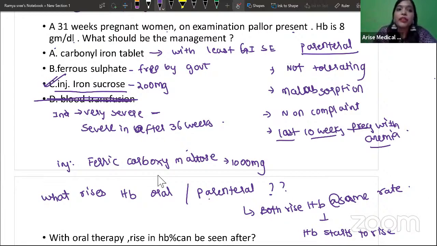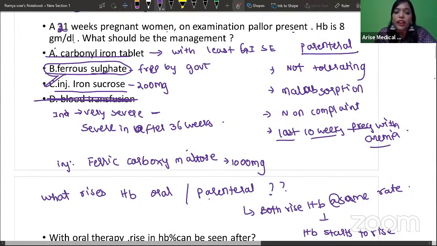Now, depending on the question, your answer will keep changing. If the same question was at somewhere around 21 weeks, then what will be your answer? It will be either carbonyl iron or ferrous sulfate. Ferrous sulfate is given free by the government. Normally, how much is the dose of iron which is given free by the government?